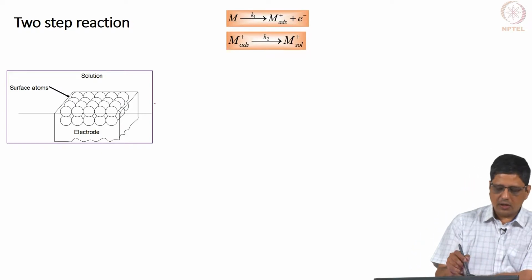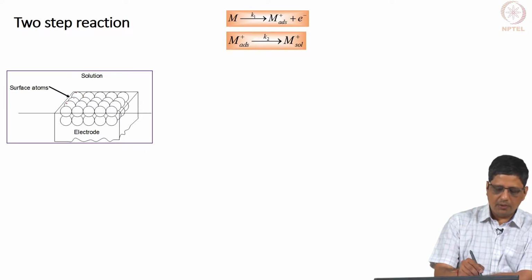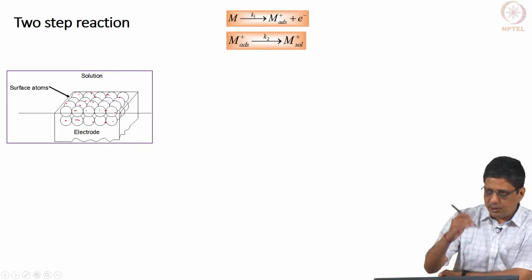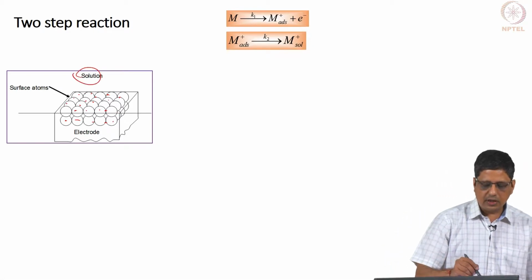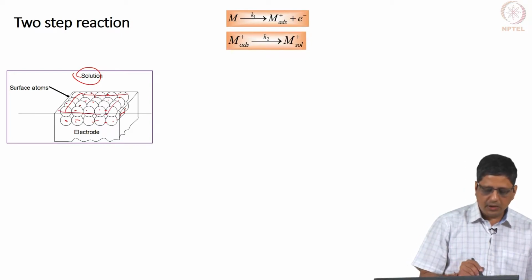So, here I have drawn a picture with spheres representing metal atoms. Okay. This top level represents the surface. The next level is below that. So, the electrode is exposed to the solution. So, solution is on top of this. These metal atoms are not exposed to solution. The top surface atoms are exposed to solution.